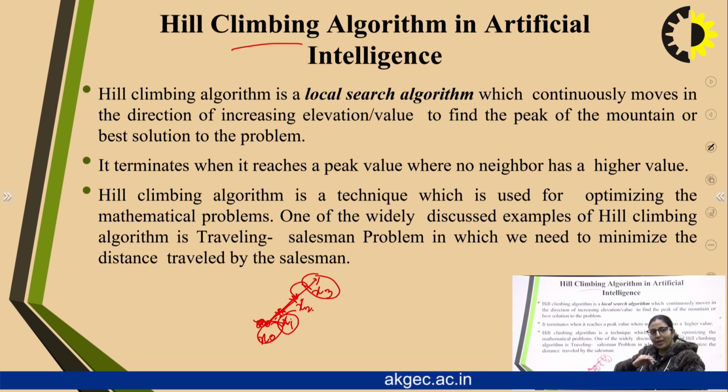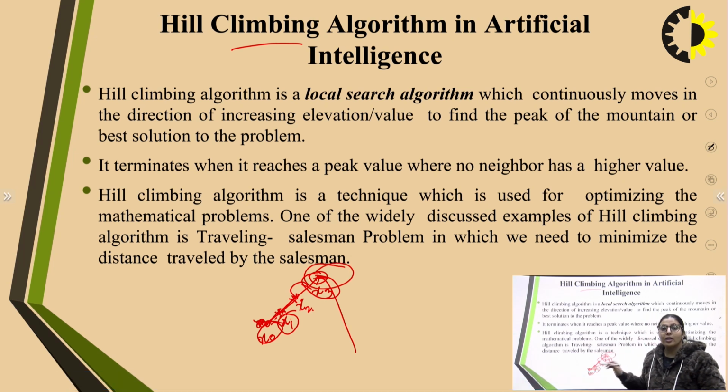So we are moving in increasing order to find the peak of the mountain. The peak of the mountain indicates the best solution. If the best solution to the problem is x3, then it is the peak value, meaning beyond this it goes in decreasing order. So we consider it the best solution, and this is what the peak of the mountain is. The peak of the mountain contains the best value. So x3 is the best solution to this particular problem, right?